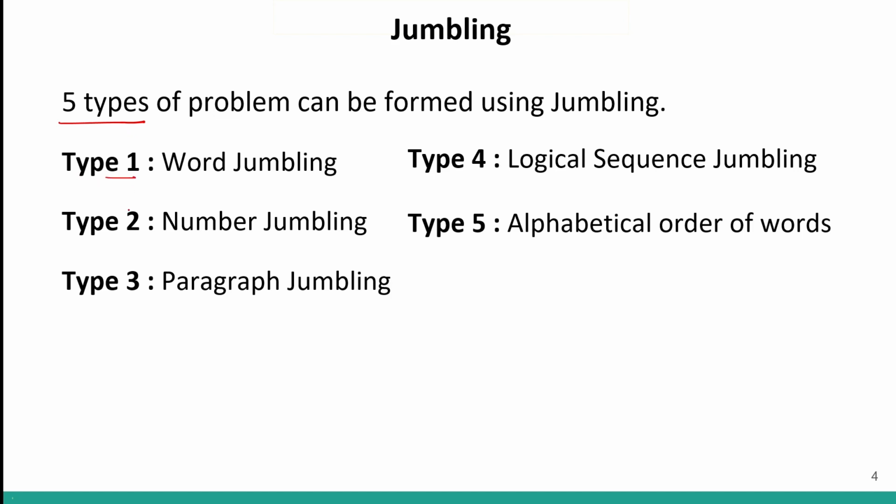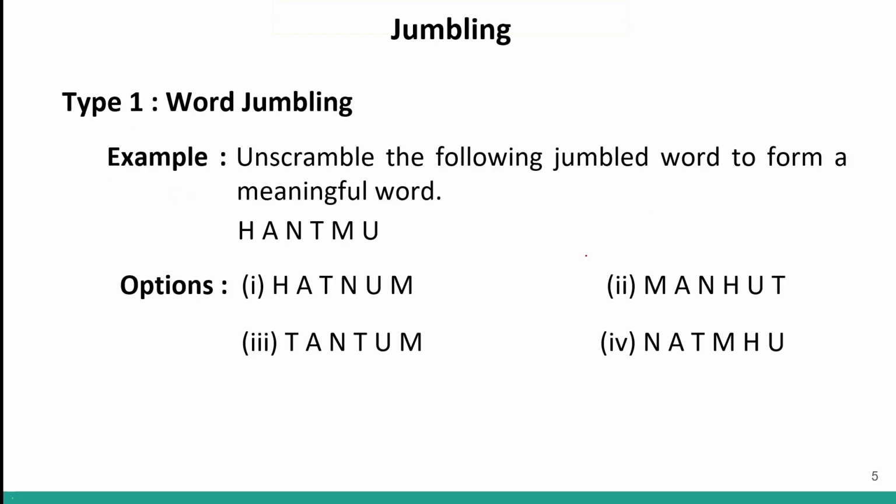So, in jumbling, we can get 5 types of problems in your competitive exams. What are these? Word jumbling, which can also be called alphabetical jumbling, number jumbling, paragraph jumbling, logical sequence jumbling, and alphabetical order of words. We'll understand all of these in detail. Let us start with word jumbling.